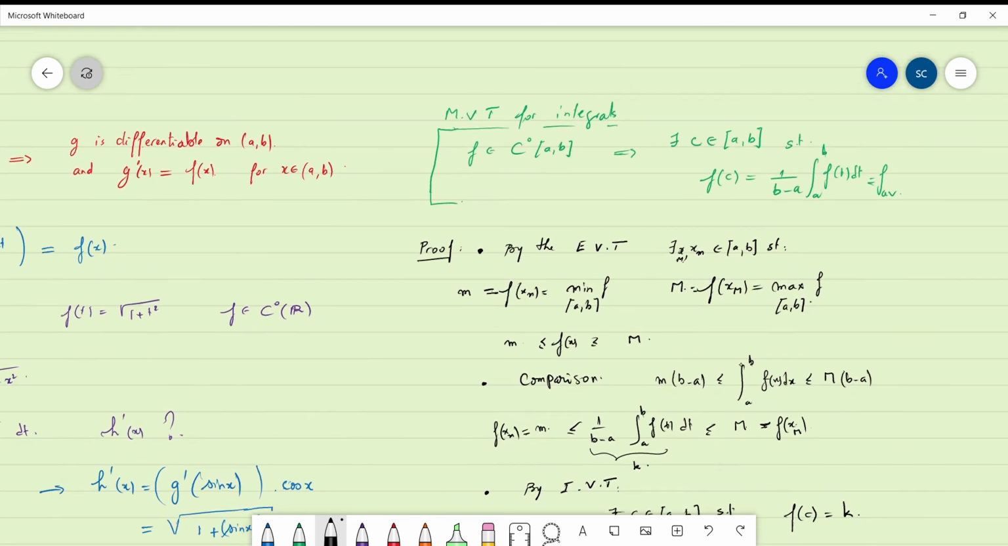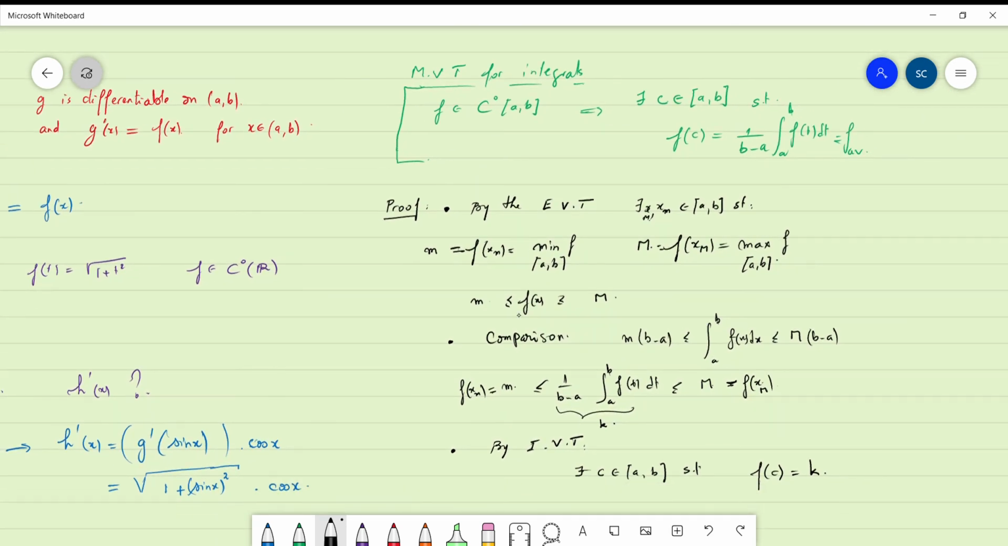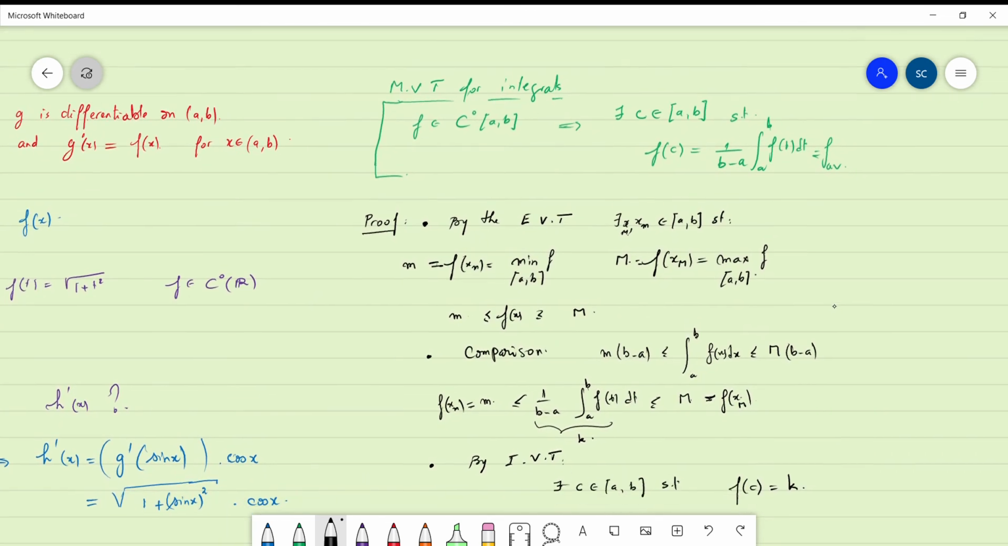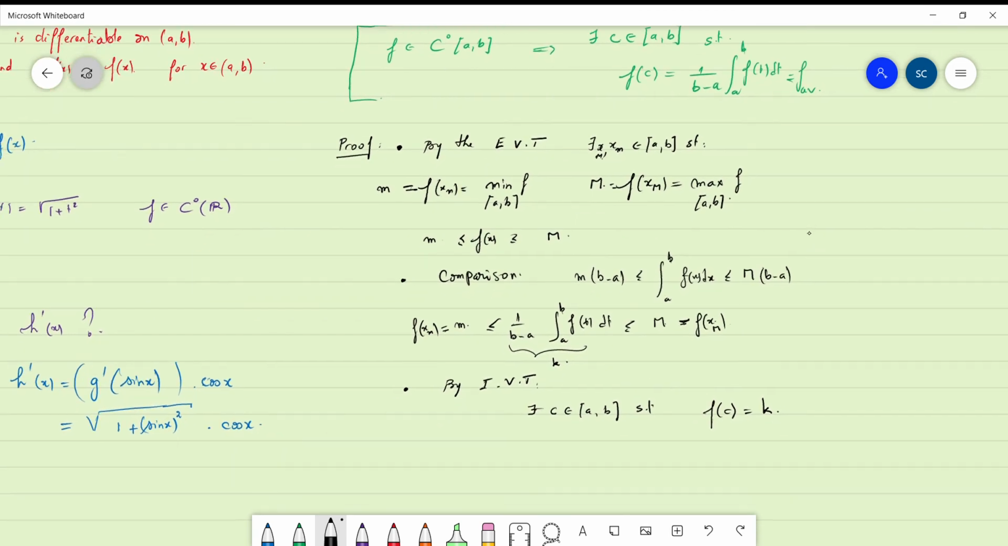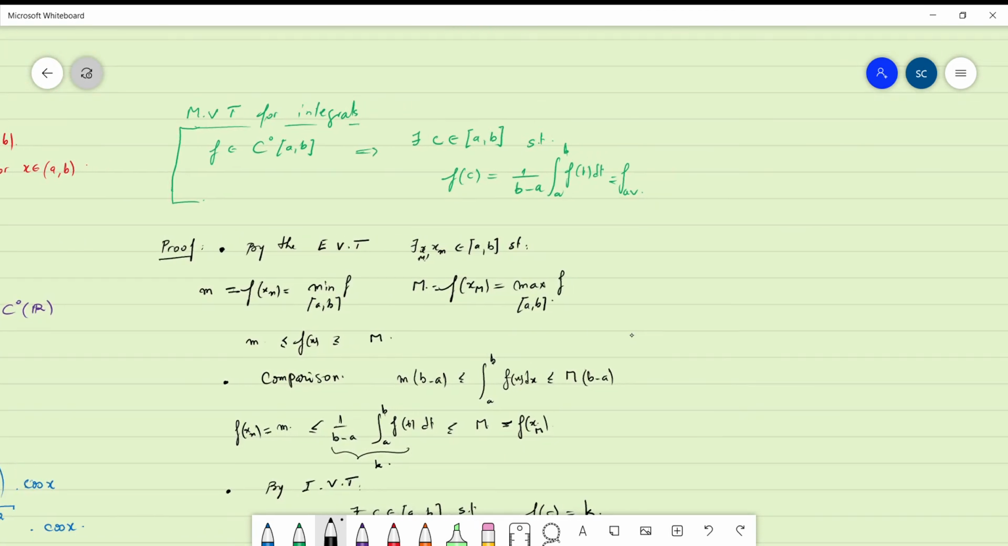So it uses three results that we already know. Okay, now why do we call it an average? There is an explanation for that.